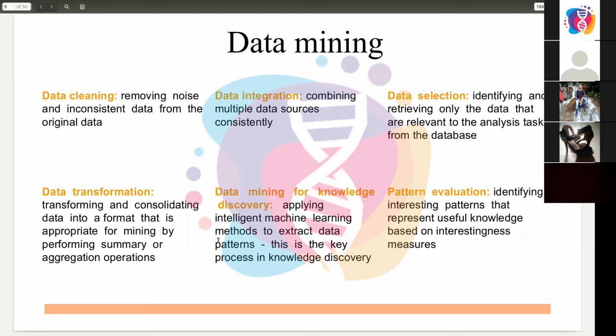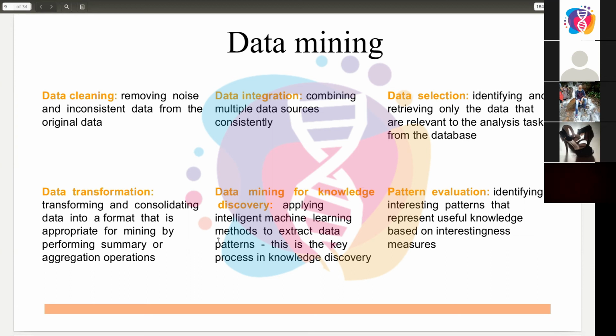The fifth one being data mining for knowledge discovery. Now this is where machine learning comes into the picture. So you apply particular techniques to mine patterns in your data. So you know that a particular gene is dysregulated in cancer patients, right? So you look for that particular gene across all people. You mine that particular information from multiple data sets, right? That is basically data mining for knowledge discovery.